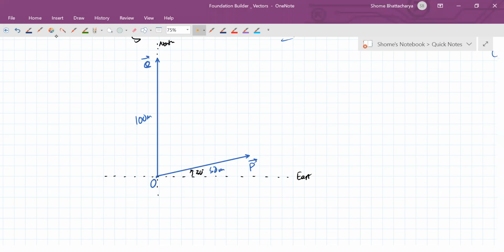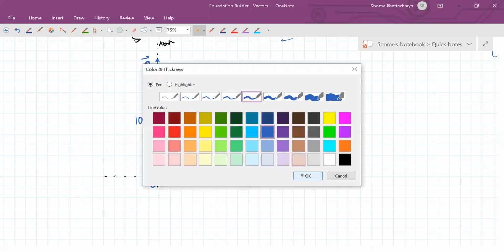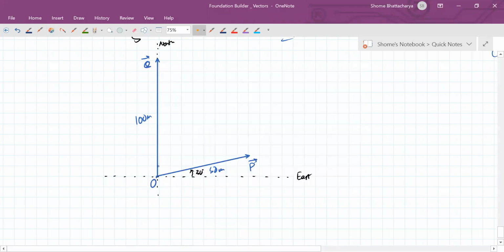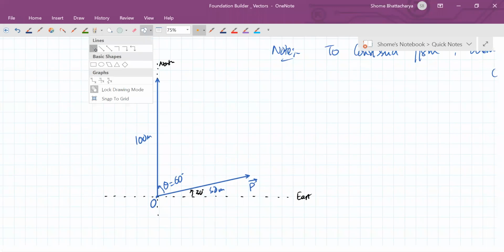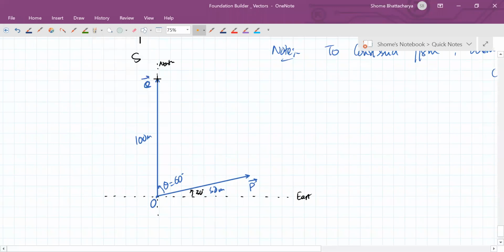So what about the angle between the two vectors? That will become 60, because ultimately, remember, I need to use that formula. So for that I need theta. So theta kitna ho jayega? 60 hoga. This is the angle between the two vectors. Now in order to complete the parallelogram, I will have to draw one side from here which is parallel to P, and another side from here which is parallel to Q. And this now completes my vector parallelogram.